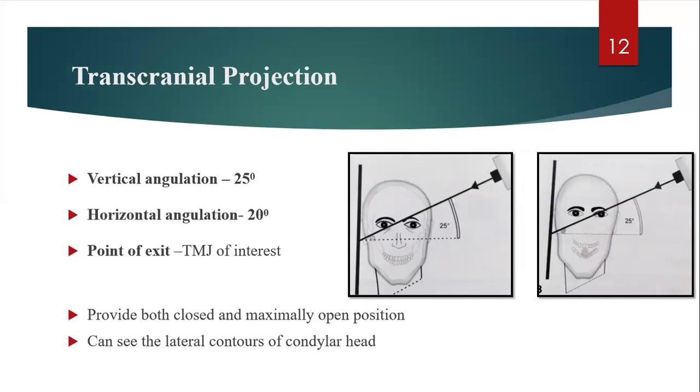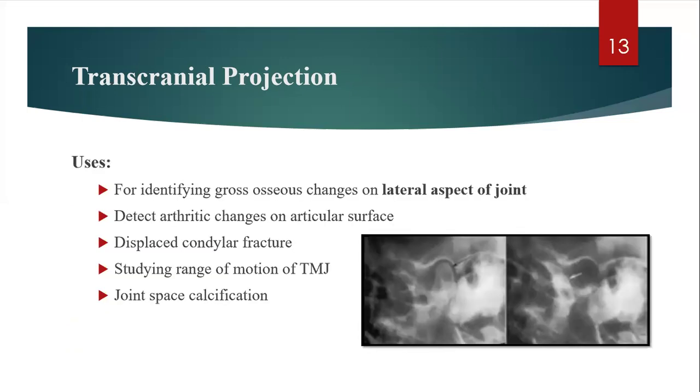The vertical angulation is 25 degrees, horizontal angulation is 20 degrees, and the point of exit should be the TMJ of interest. This transcranial projection can provide both closed and maximally open positions of the TMJ and can show the lateral contours of the condylar head.